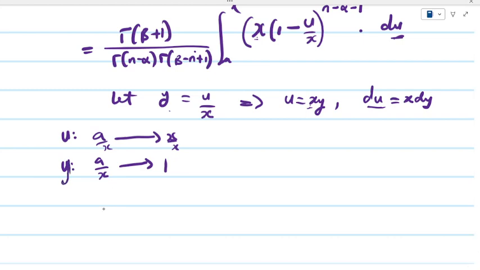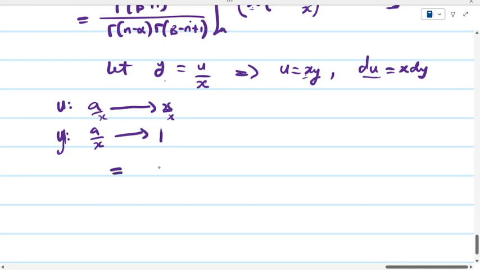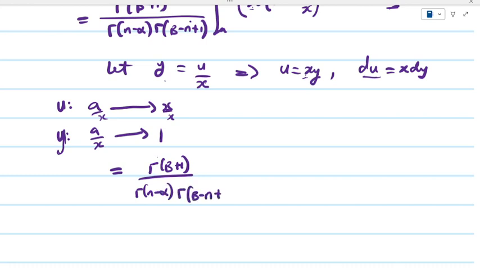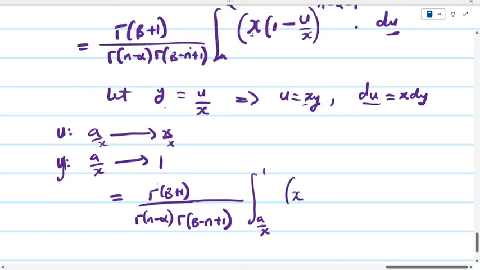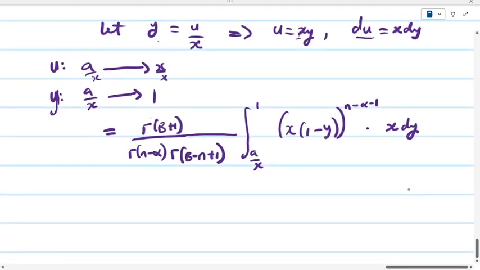So writing the above equation with this, we have gamma(beta plus 1) over gamma(n minus alpha) gamma(beta minus n plus 1), then we have the integral from a over x to 1 of x(1 minus y) in the bracket to the power n minus alpha minus 1, and our du, that is x dy.